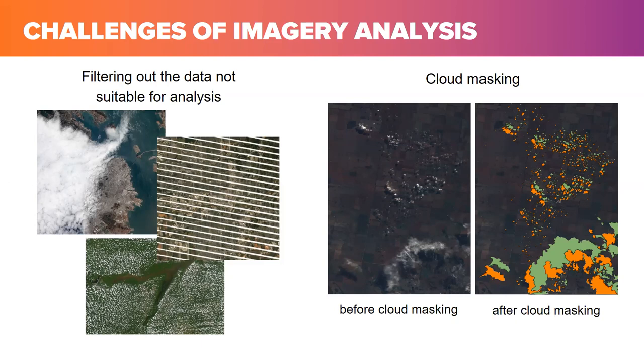In other cases, when the clouds do not affect too much of an area, you might choose not to throw away the whole image, but to use it. But in this case, you would have to mask the clouds. This means you'd have to detect the clouds and their shadows as well, and eliminate them as unusable portions of the image. So in our example here, you can see the clouds are marked green and their shadows are orange. Well, if you want to automate this task, it's a complicated task, and it usually requires machine learning solutions.